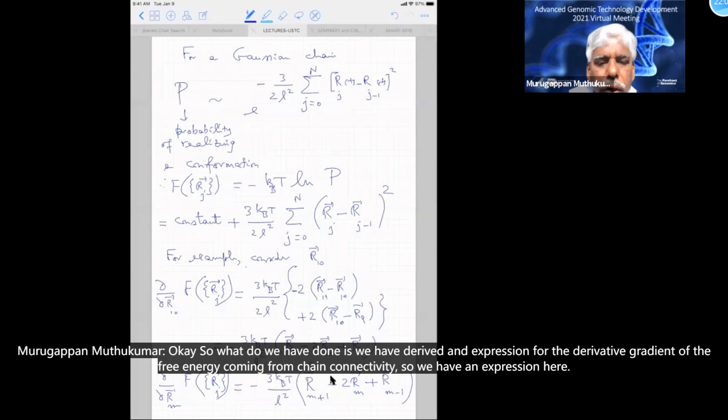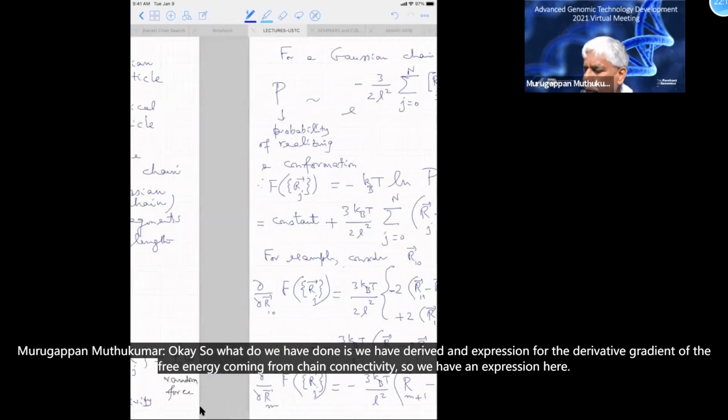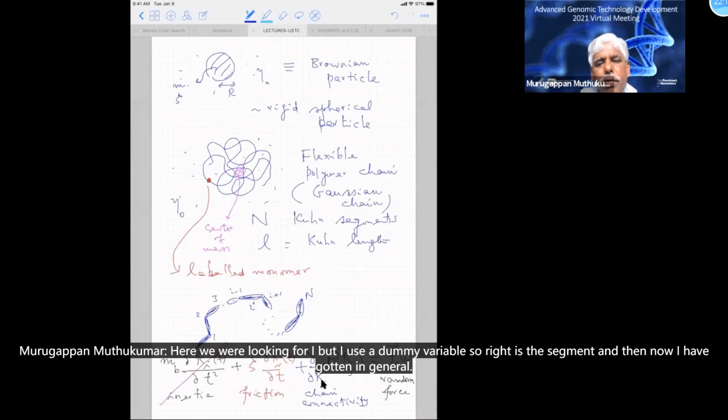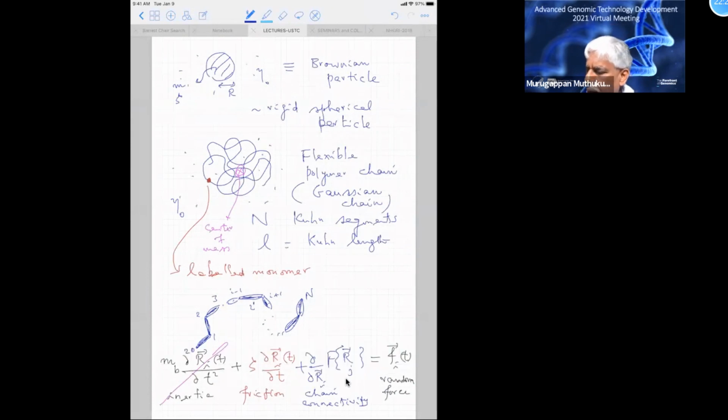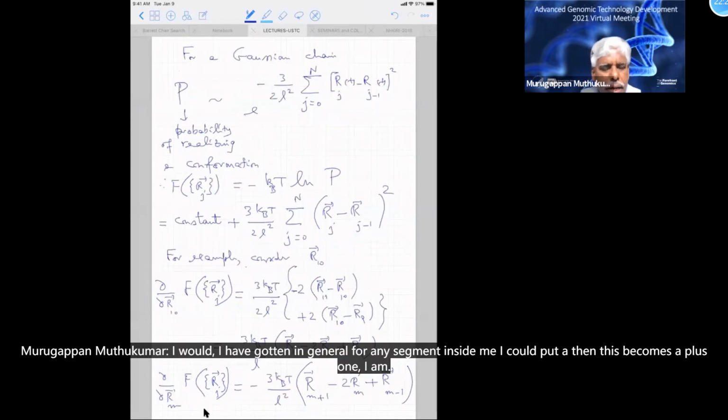Okay. So what we have done is we have derived an expression for the gradient of the free energy coming from chain connectivity. Here we were looking for I, but I is a dummy variable. I is the ith segment. In general, for any segment, instead of M, I could have put I. Then it will become I plus 1, I minus 1.